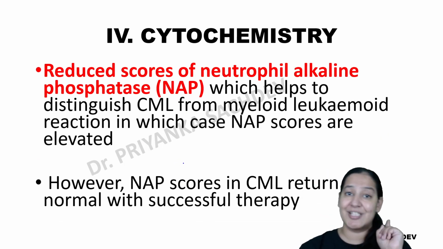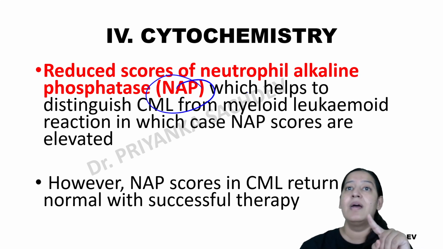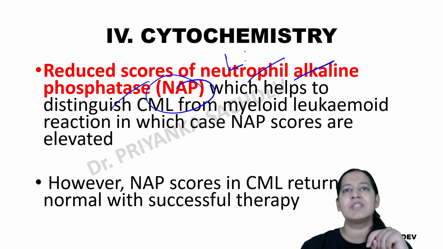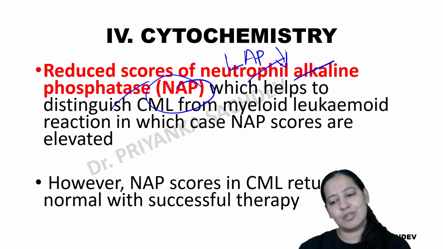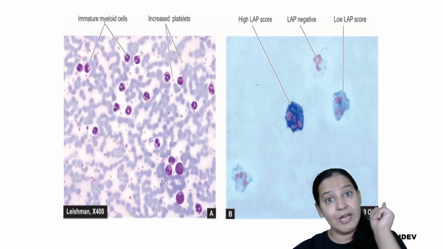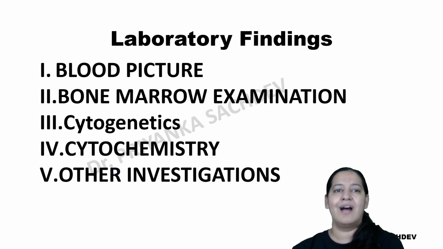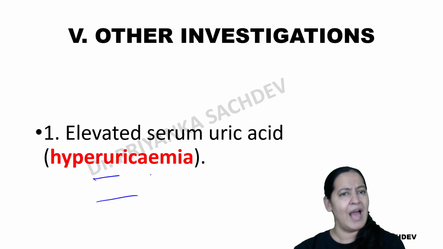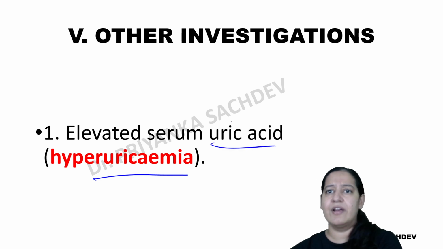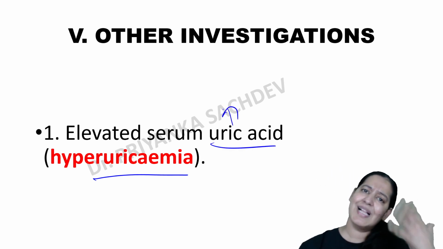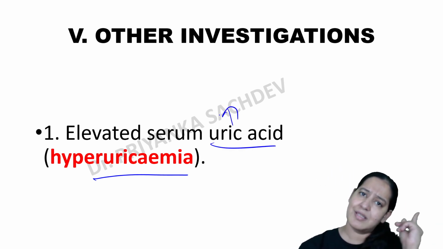Coming on cytochemistry. In cytochemistry, the special stain used here is NAP or LAP, neutrophil alkaline phosphatase or leukocyte alkaline phosphatase. So the NAP score decreases, which differentiates it from leukemoid reaction. Done. And in others, there is nothing important except hyperuricemia. Uric acid will increase because there are many cells doing uncontrolled mitosis in the bone marrow.